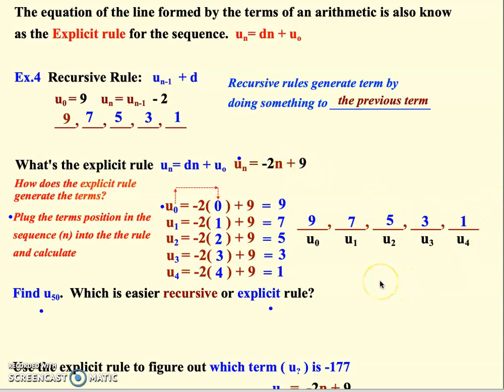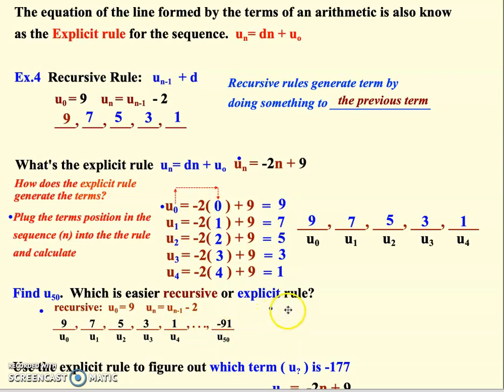Now, what's the advantage to an explicit rule compared to recursive? The advantage is if you need to go way out in the sequence, it's much, much quicker. If I'm going to do this u sub 50 recursively, I have to literally sit there, in my head or on my calculator or whatever, and I got to subtract 2 like 50 times, or at least 45 more times to get out there from where I started. So that's going to be kind of time consuming and just sort of cumbersome to do.